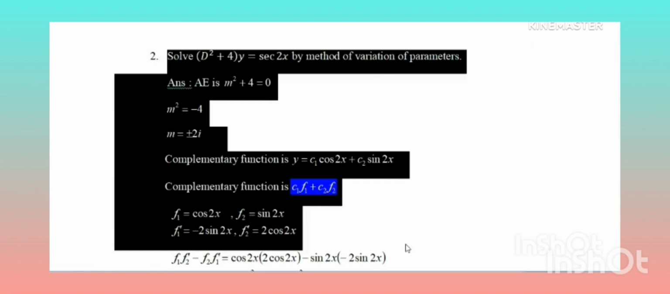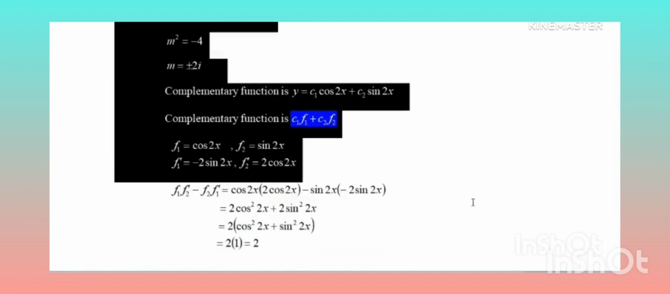F1 is equal to cos 2x, F2 is equal to sin 2x. What is F1 dash? Minus 2 sin 2x. What is F2 dash? 2 cos 2x. So F1 F2 dash minus F2 F1 dash is equal to cos 2x into 2 cos 2x minus sin 2x into minus 2 sin 2x. So 2 cos square 2x plus 2 sin square 2x, which is equal to 2, because cos square 2x plus sin square 2x is equal to 1.